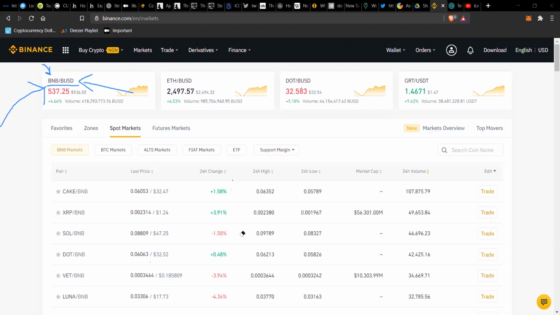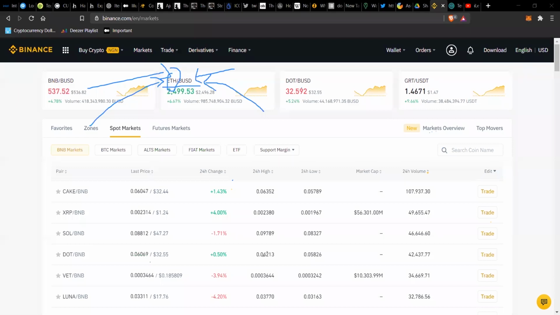For example, let me go to the next one. This is ETH, this is Ethereum. ETH BUSD. So what does this mean? This means that I will be buying Ethereum with BUSD. Or if I'm selling, I am selling Ethereum for BUSD. So the major focus here is always the first one.